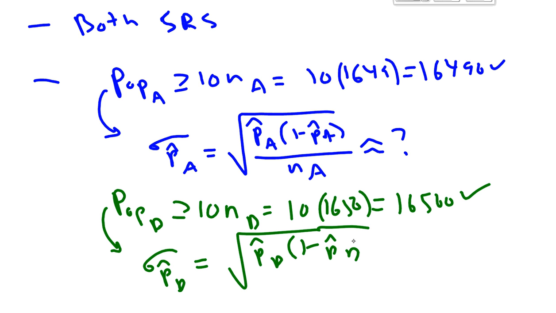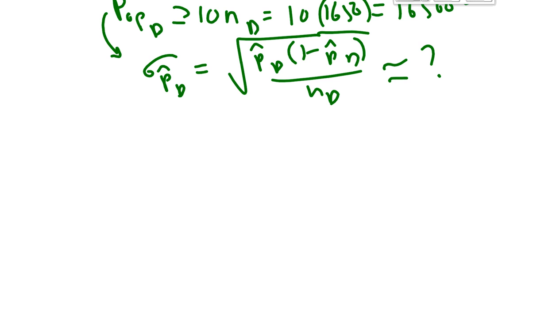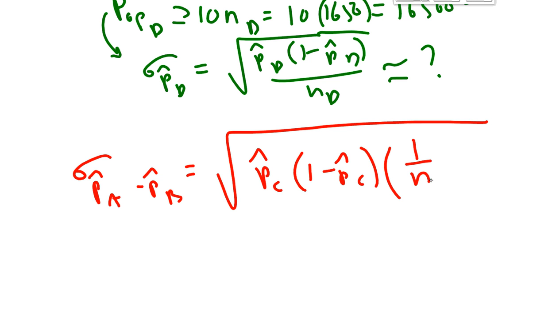So here you go, over n sub d. Now, like I said earlier, these two standard deviations are actually not the ones I want. The one I want is this. I want to use this formula. The standard deviation of p hat sub a minus p hat sub b equals the square root of p hat combined times 1 minus p hat combined times 1 over the number of people in the aspirin group plus 1 over the number of people in the dipyridamole group.